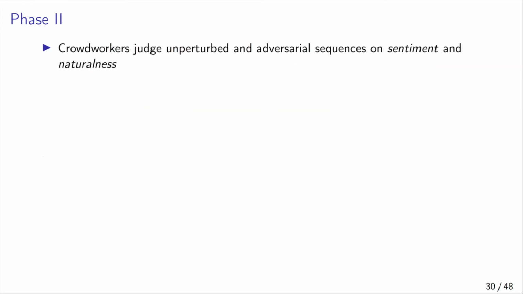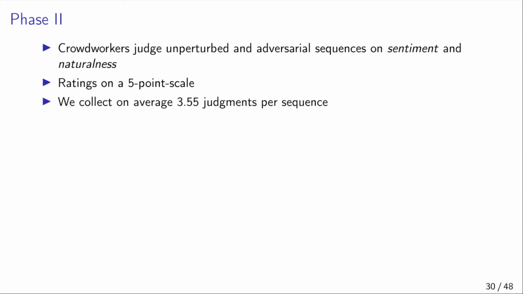And then in phase 2, we asked crowd workers to judge these unperturbed and corresponding adversarial sequences with respect to their sentiment and their naturalness. We provided ratings on a 5-point scale, which means for sentiment, a rating of 1 is very negative, a rating of 5 is very positive, and for naturalness, a rating of 1 is very unnatural, a rating of 5 is very natural.